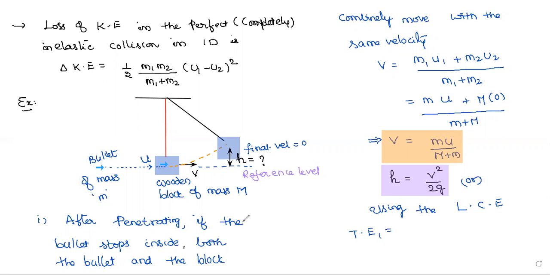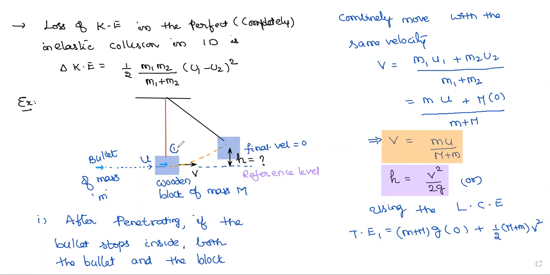Total energy initially at the first position. Potential energy formula, you know, mgh. On the reference level, height is 0, and mass, both are combinedly moving, m plus m. So mgh plus kinetic energy, half mv square. V is V only at this position. Mass is again the combined mass, m plus m. This is the total energy at the first position.